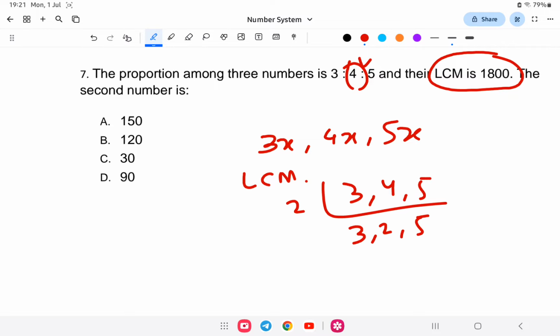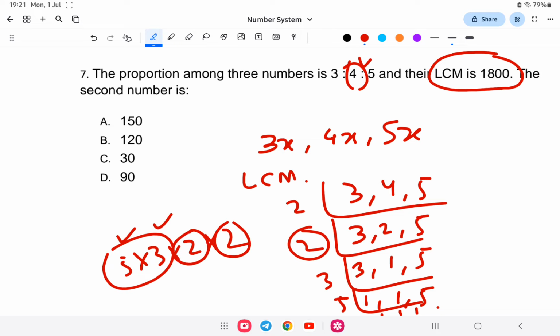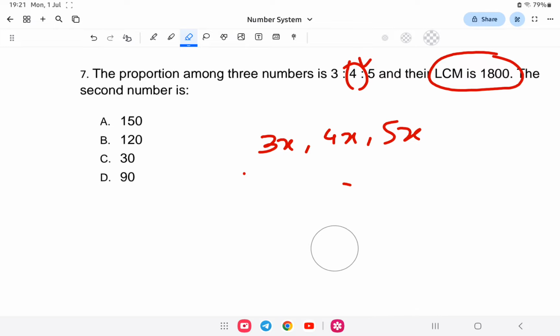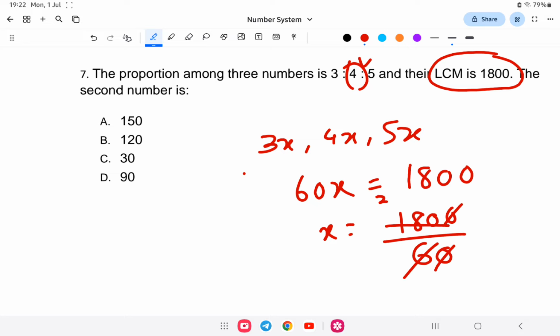Dividing by 2, 2, then 5, 3: 5 times 3 is 15, 15 times 2 is 30, 30 times 2 is 60. That means the LCM is 60x, which is equal to 1800. So x is equal to 1800 divided by 60, which is 30.